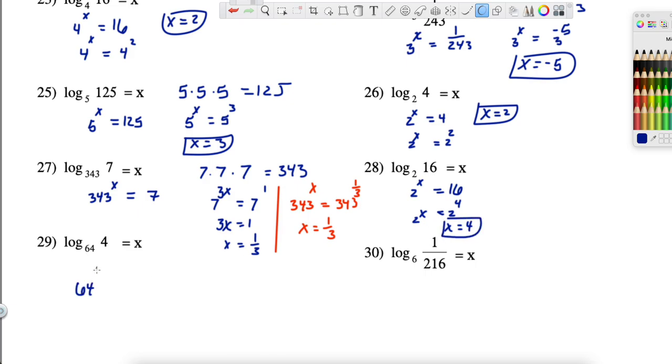64 to the x power is 4. We got another root happening here. Let me write it this way: 64 to the x equals 64 to the what? So what root of 64 gives me 4? We know 4 times 4 times 4 is 64, so it's the cube root of 64, or 64 to the 1/3, and x is a third.